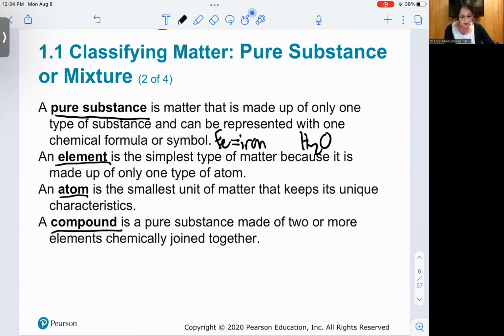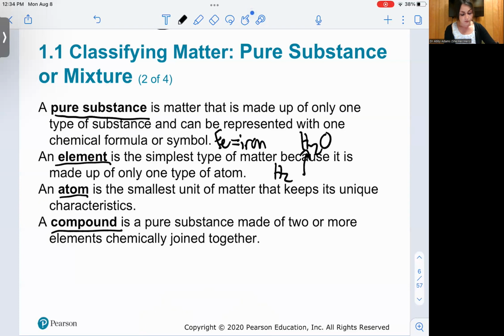So, all right, make sure while you're understanding the definitions, you can come up with an example. An element is the simplest type of matter. It's made up of only one type of atom. But if there's more than one, like you see here, that's classified like here. This is an element, okay?